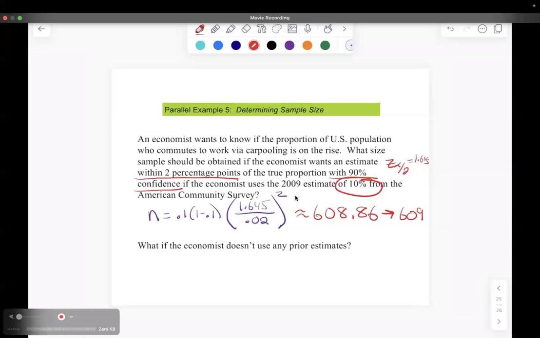To make sure I actually put it in my calculator correctly this time. How'd we do? I got 609 people.